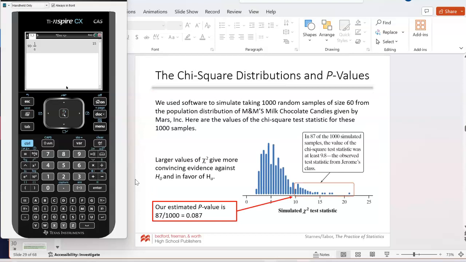Okay. So 9.8 falls where in the spectrum here? You count them out. You go, okay, there's 87 of the 1,000. That'd be hard to count, but you do it. Of the 1,000 samples, 87 were that extreme, 9.8 or even more extreme than that, right? So that's 87 out of 1,000, which is 0.087. That's pretty small, right? That's less than 1%, 0.08.